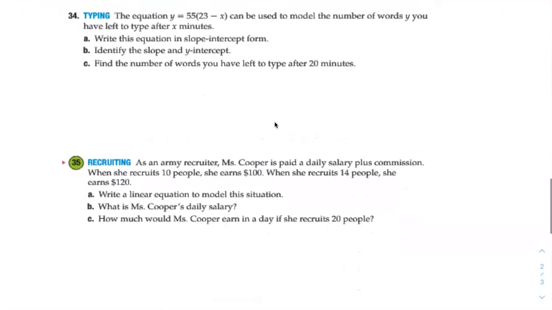Next question. The equation y equals 55 times 23 minus x can be used to model the number of words y you have to type after x minutes. That was a lot of things going on right there, sorry. So words you type is y, and it takes x minutes to type them. So minutes, words. Write this equation in slope intercept form. So we gotta simplify it. So y equals 55 times 23, which is 1265, and then 55 times negative x is negative 55x.